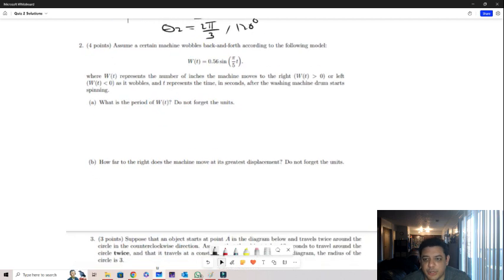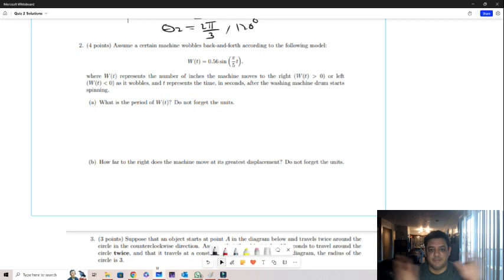Now let's go to point number 2. We have that, assume that a certain washing machine wobbles back and forth according to the following model: W = 0.56 sine of pi over 5 t, where W represents the number of inches the machine moves to the right or left as it wobbles. So it's going left, right, left, right, and that's the bouncing movement that it does. Remember that bouncing movement is going to be the sinusoidal function that we have over here. And of course, this amplitude is going to represent how much it moves to the right and to the left.